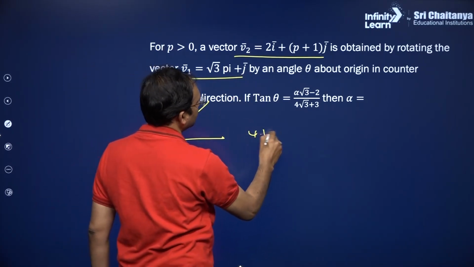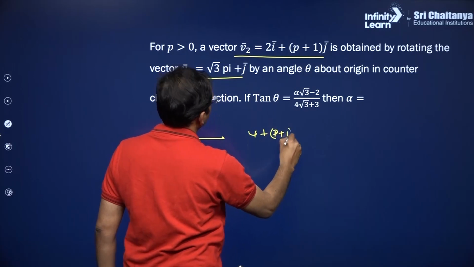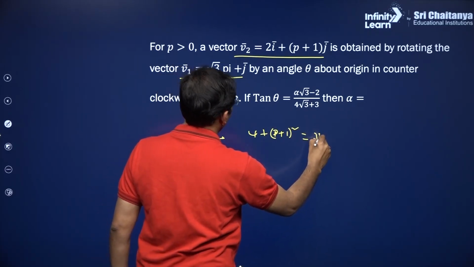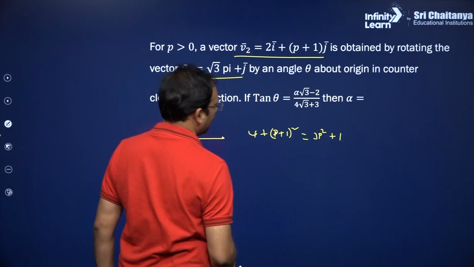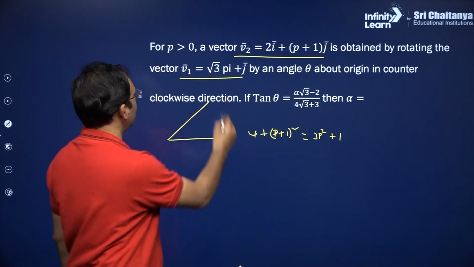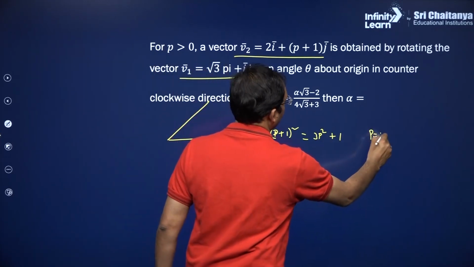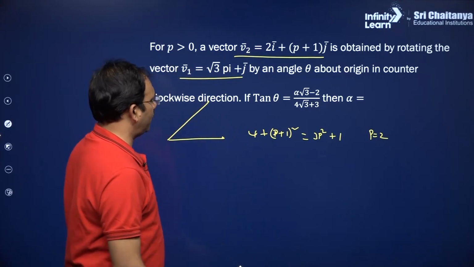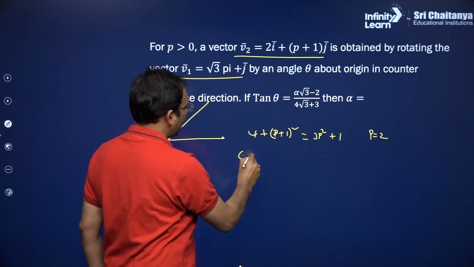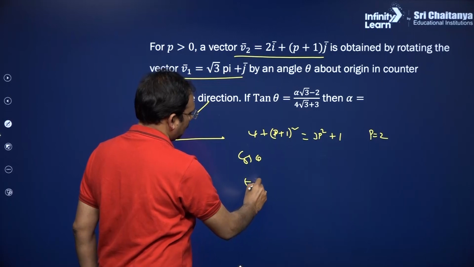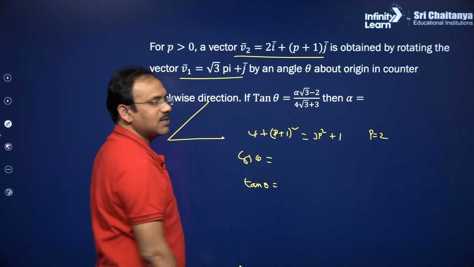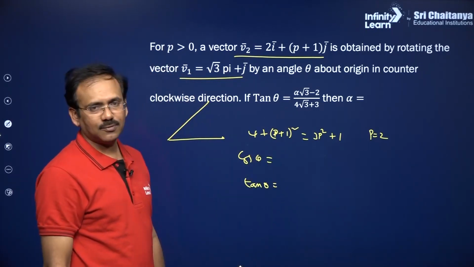That means (4 + p + 1) whole square is equal to 3p square + 1, my dear friends. Since p is positive, you will get the p value to be 2. Now, once you know p, you know both the vectors. Find cos theta, then tan theta, that is it. Tan theta will be in this format, and you can find the alpha value, right.